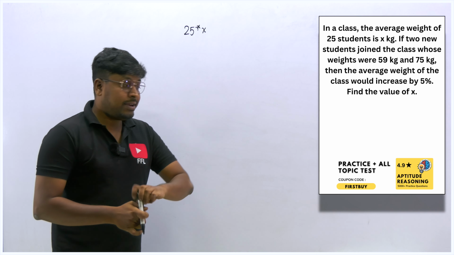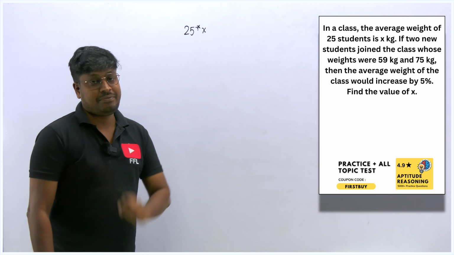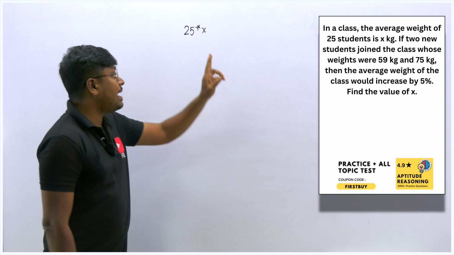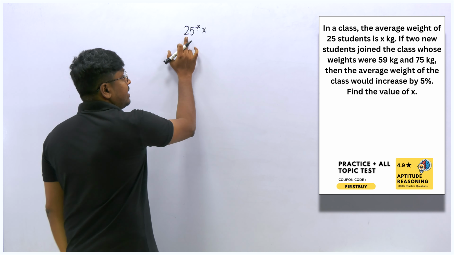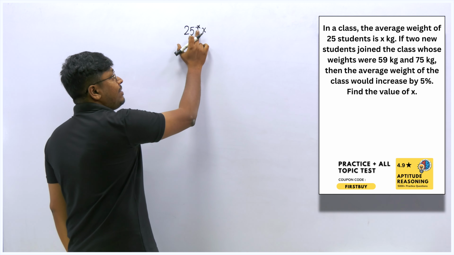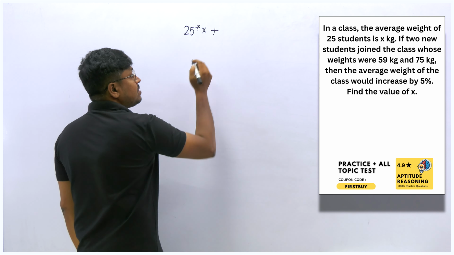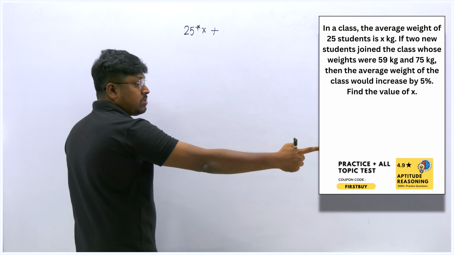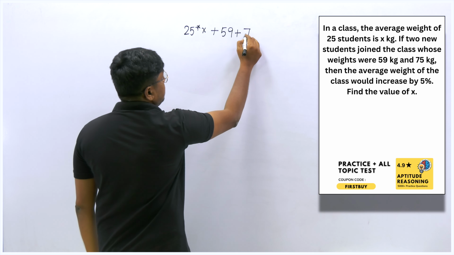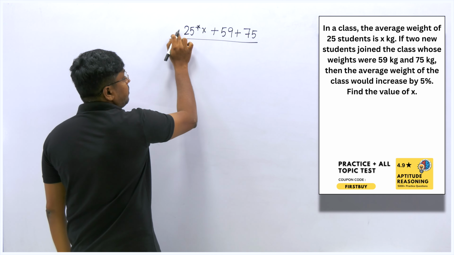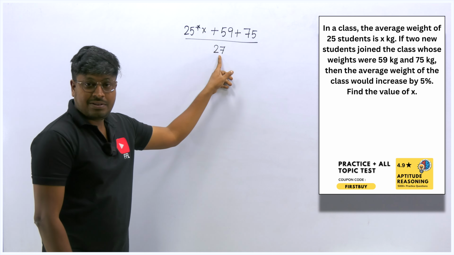Now the second point: two new students joined, whose weights are 59 and 75 kg. So two new students are entering the class and the weight of both has been given. Already there are 25 students, so 25x will be the total weight of those 25 students. Now two new students are joining, one weighing 59 and the other 75. So in total, how many students are there? 25 plus 2, 27 students. So totally there are 27 students, right?